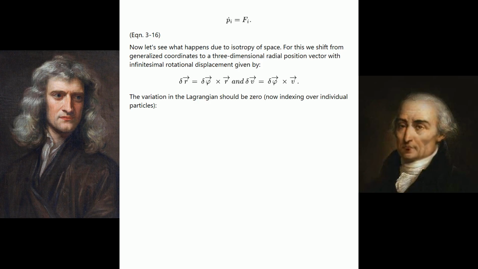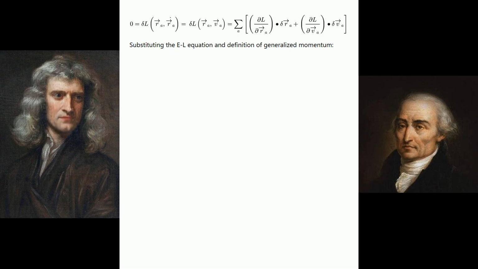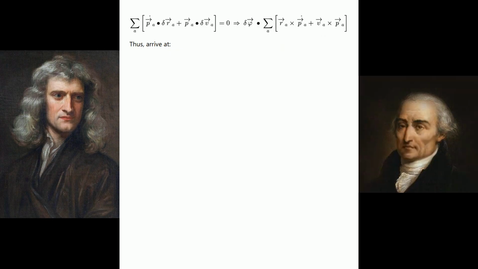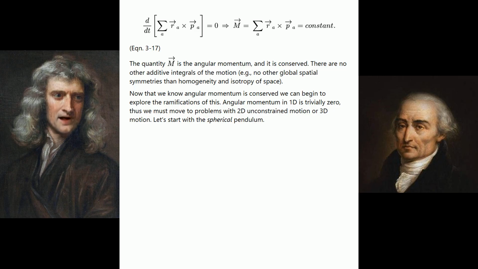Now let's see what happens due to isotropy of space. For this we shift from generalized coordinates to a three-dimensional radial position vector with infinitesimal rotational displacement given by the equation. The variation in the Lagrangian should be 0, now indexing over individual particles. See the equation shown. Substituting the EL equation and definition of generalized momentum, see the next equation. Thus arrive at Equation 3-17. The quantity M vector is the angular momentum, and it is conserved.